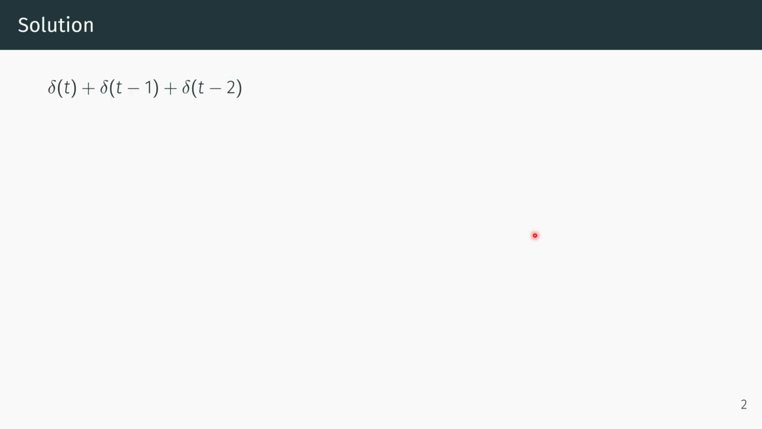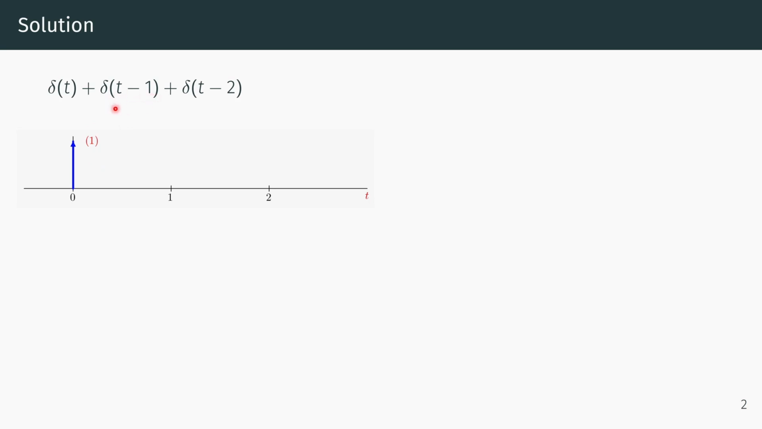So what's the first question? We are asked to plot delta of t plus delta of t minus 1 plus delta of t minus 2. Let us plot one by one together and then finally add them. The first one is delta of t, a Dirac delta function at the origin, which will have an area of 1. So the area, or strength, of the Dirac delta is 1.